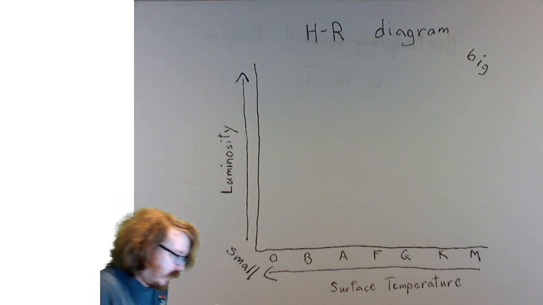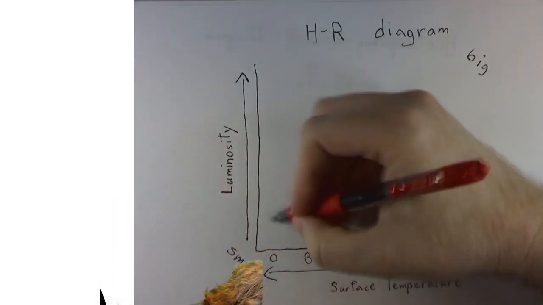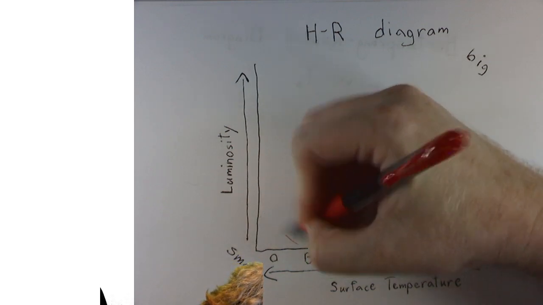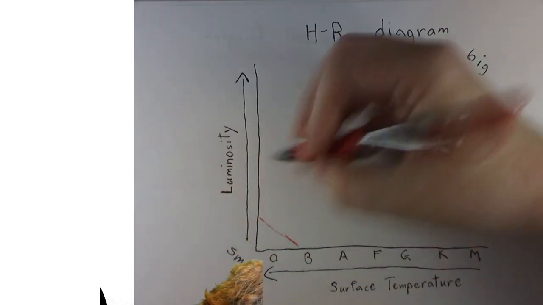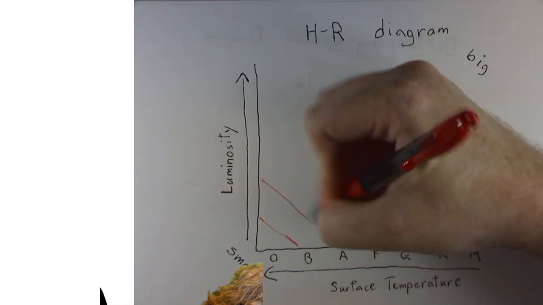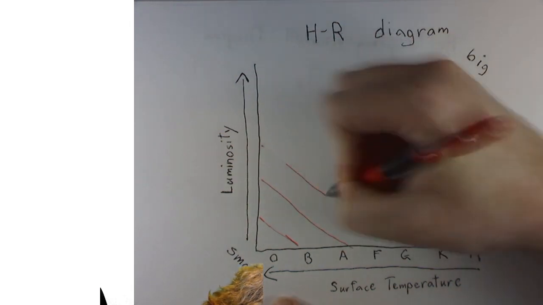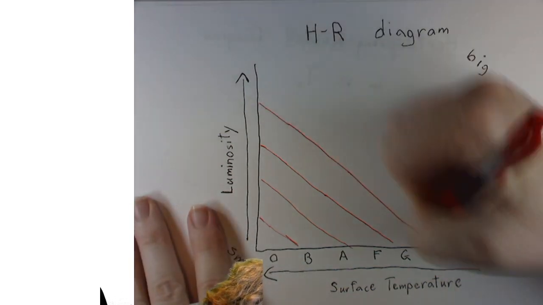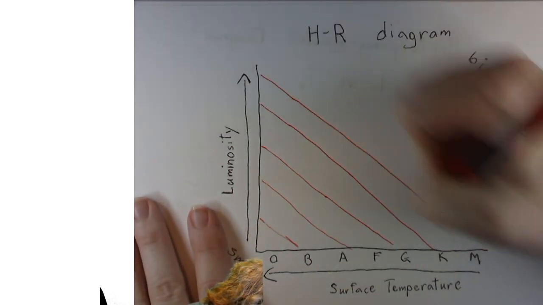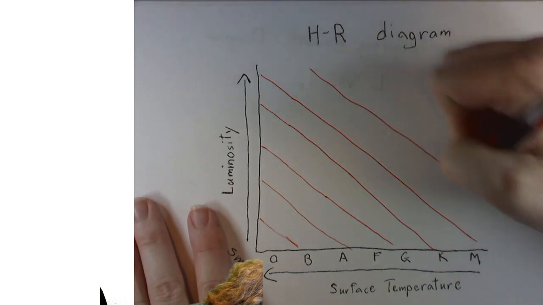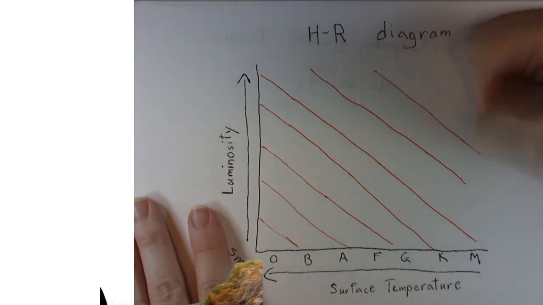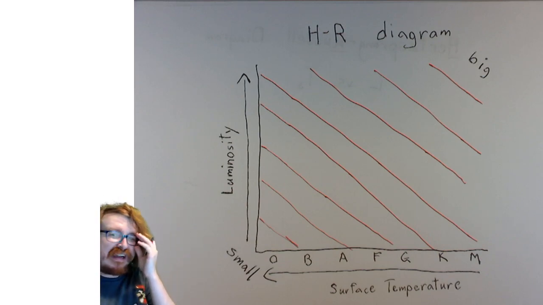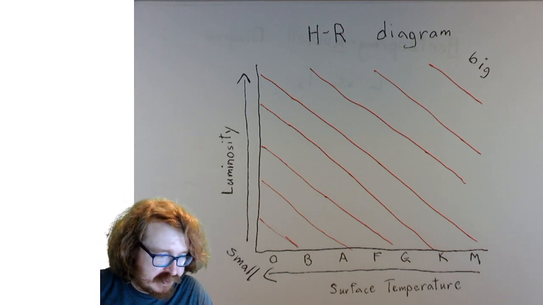Check this out. Here we go. Let me just add some diagonal lines onto it. If my pen works. And there we go. Now, what have I done here? What have I added to this picture?